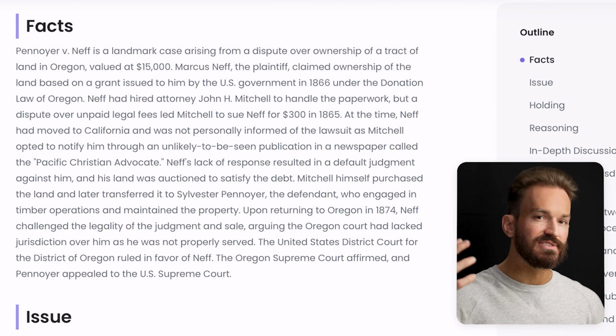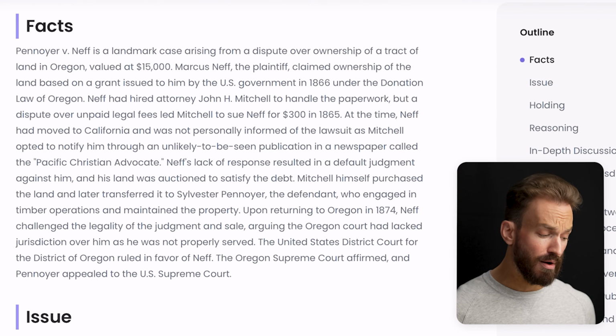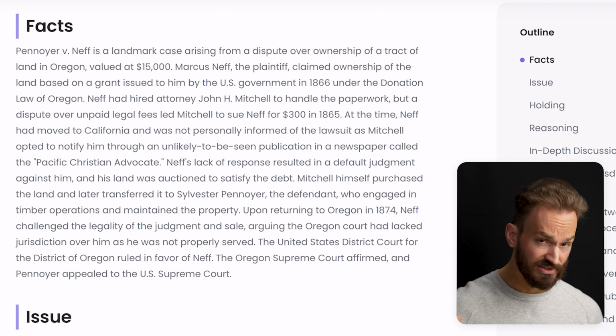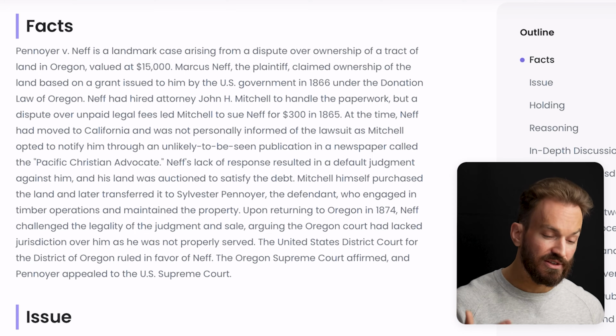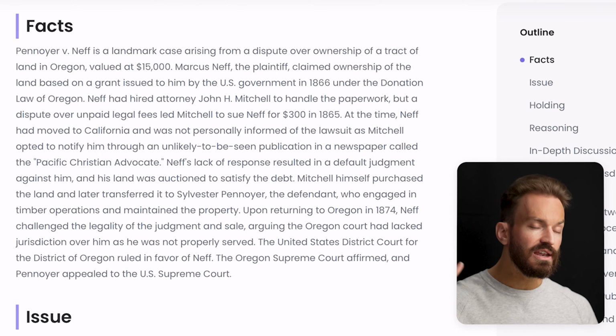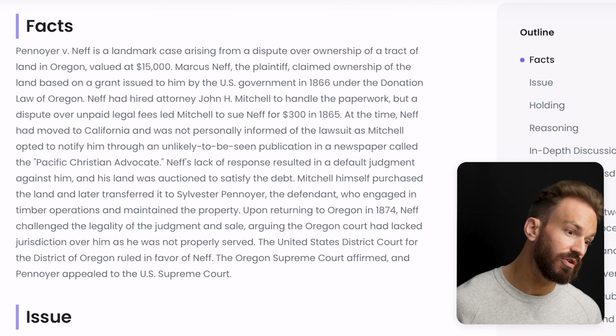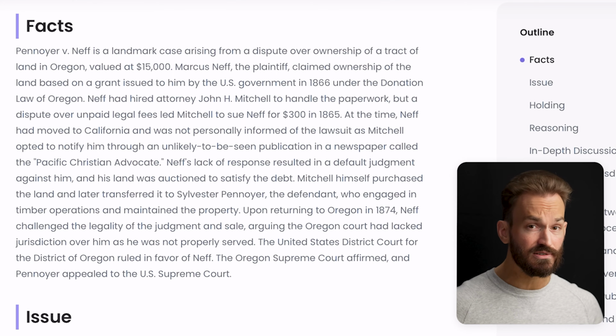Okay, so Neff doesn't see this notice of the lawsuit. Neff probably has no idea he's being sued because he's in California. He's out of state. He doesn't know. So Neff probably has no idea he's even being sued. So he doesn't respond to the lawsuit. So of course the court issues a default judgment against him.